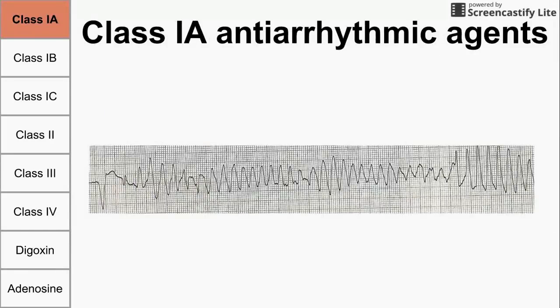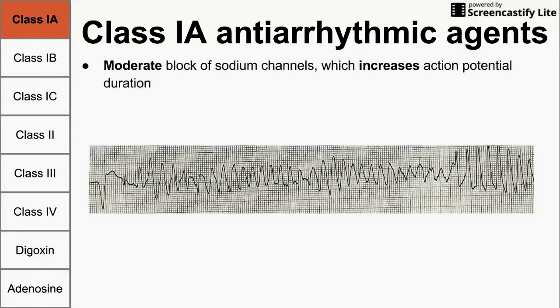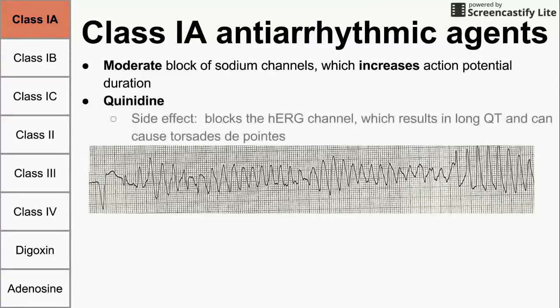We're going to start with class 1A antiarrhythmic agents. These drugs provide a moderate block of sodium channels, which increases the action potential duration. Now, these words are bolded because it'll help us differentiate the 1A class from the 1B and 1C class. So we're blocking sodium channels, and a couple examples of these class 1A drugs are quinidine.